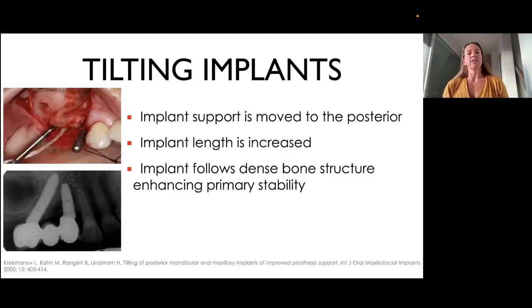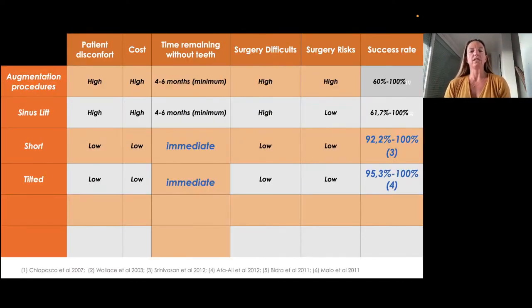So the tilting of the implant support will be moved to the posterior, so we will avoid having bigger cantilevers. The implant length can be increased by that, and the implant will follow dense bone structures, enhancing a good primary stability. So we can see that tilted implants have high success rates, between 95.3% and 100%. And if we have good stability, we can immediately load the implants, and it has low risks.